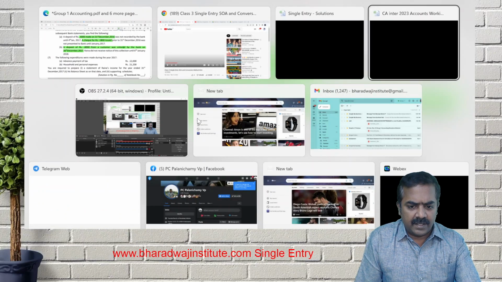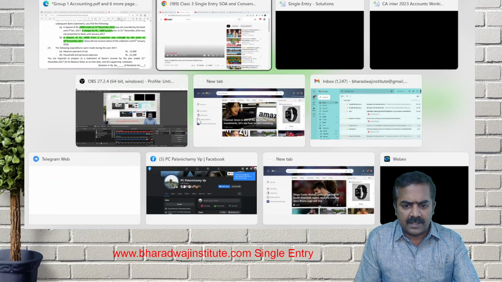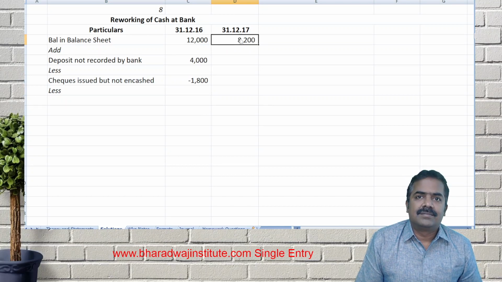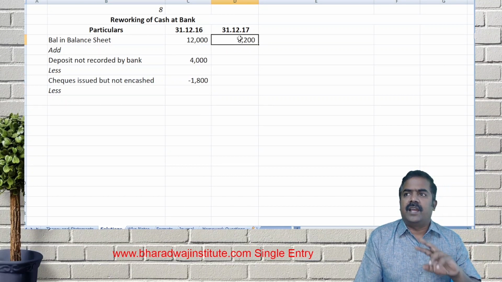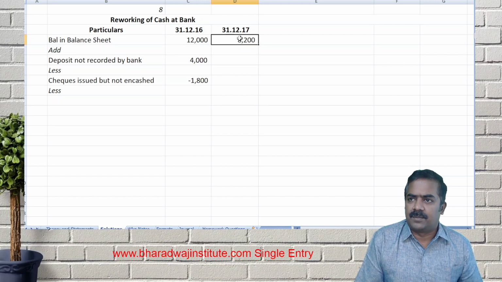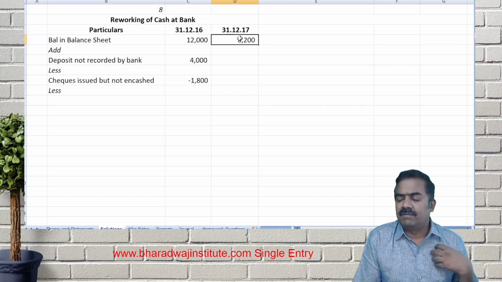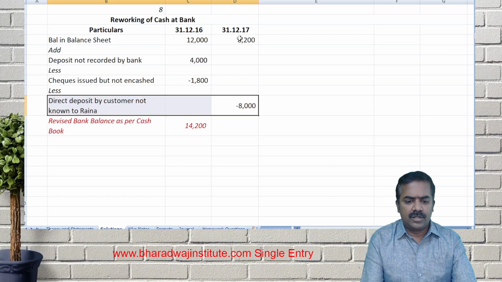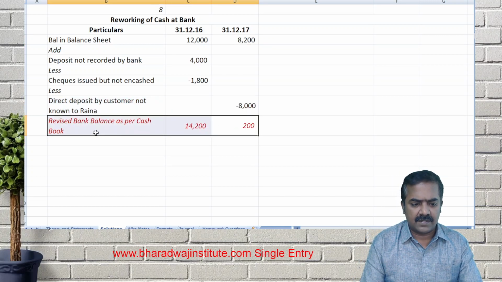Okay. So which means the closing balance. What is the closing balance? This 8,200 is given by whom? Banker. This includes 8,000 rupees collected from the customer, which the banker has recorded. Whether we have recorded? No. We have not recorded, so eliminate it. So you will get 200 rupees balance.